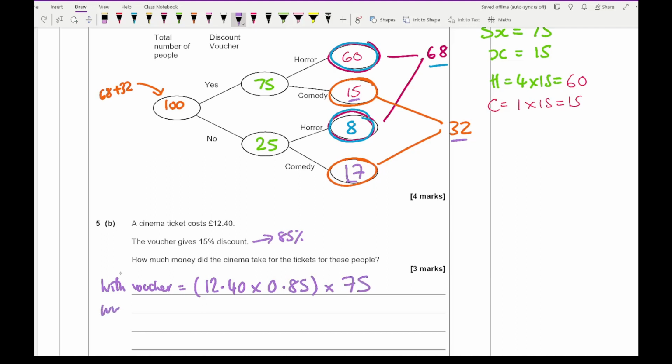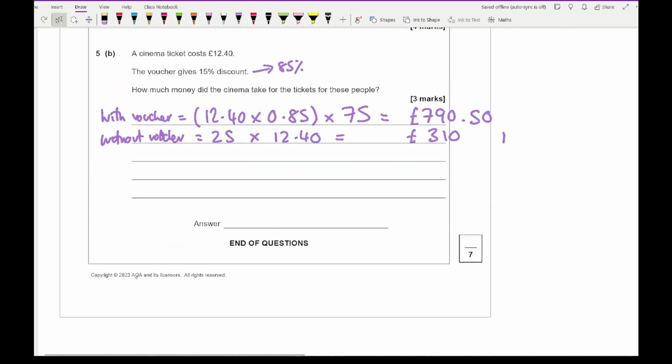Then without a voucher, there were 25 people, so that's going to be 25, and they're going to be paying full price of £12.40. So then if I work out the top amount, that becomes 790.50, and the without the voucher is going to be 12.4 times 25, which is 310. So then all I need to do is simply add those two numbers up, in which the cinema recoups £1,100 and 50 pence.